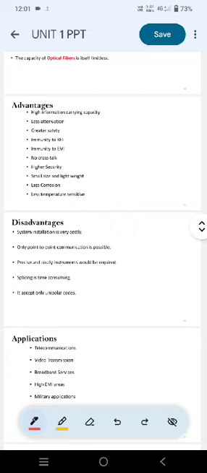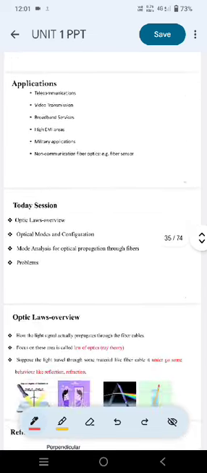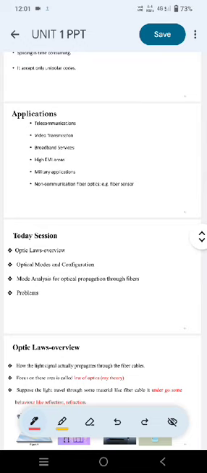In university exams, if they ask you to write about fiber optic communication with a block diagram, you have to explain the block diagram representation, and then finally you can end with the advantages, disadvantages and applications. The fiber optic communication applications are telecommunication, video transmission, broadband services, high EMI areas, military applications and non-communication fiber optics.